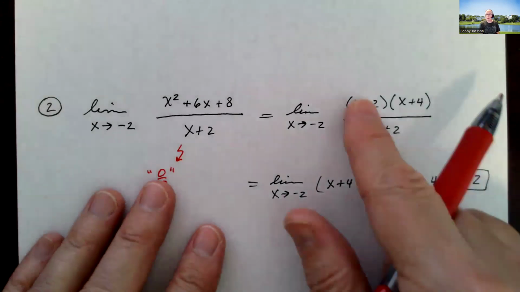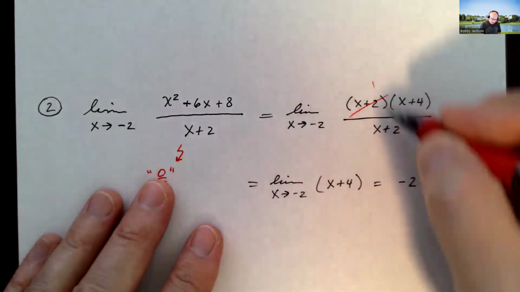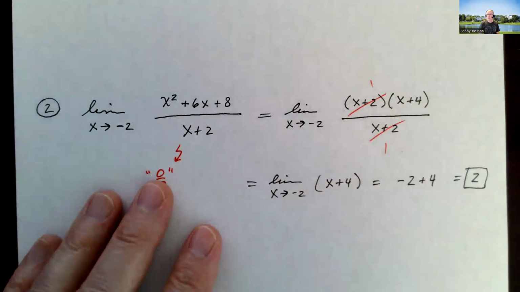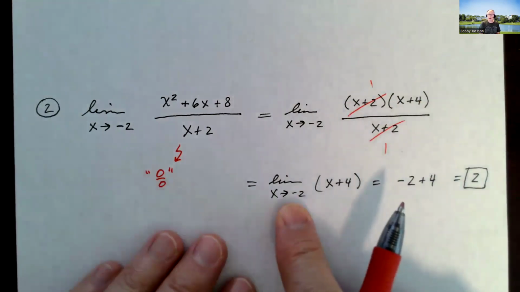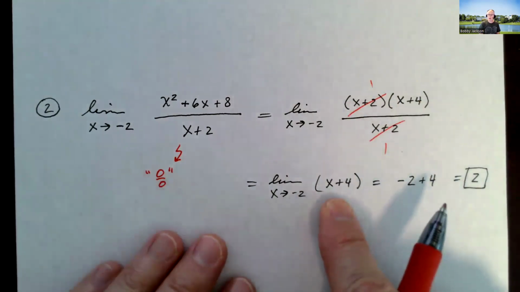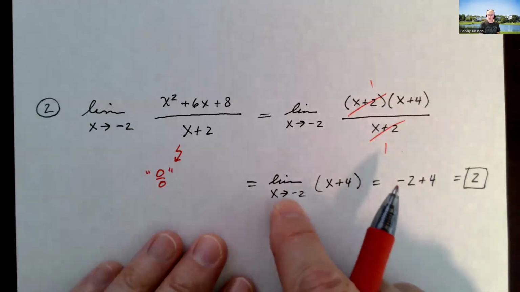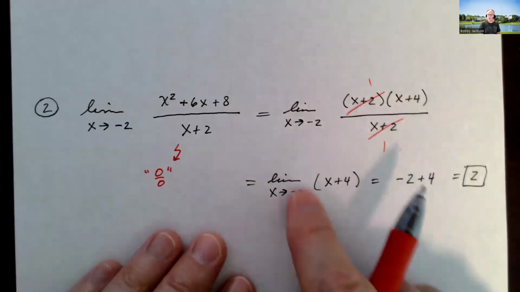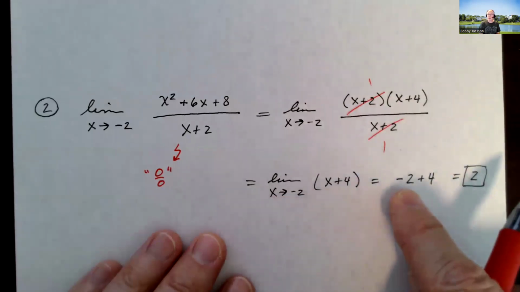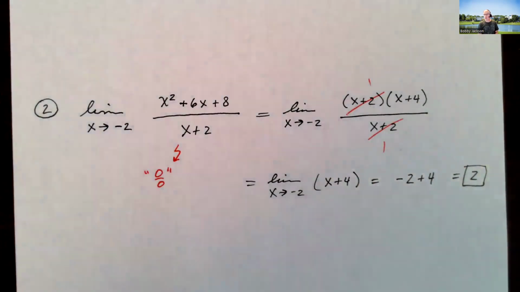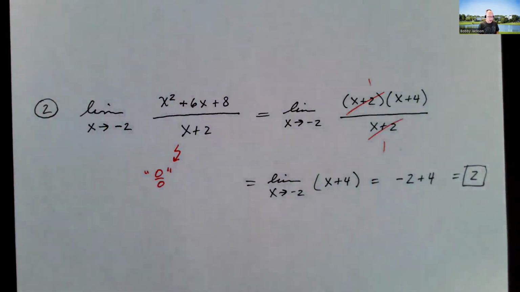Going back to this one then, with the x plus 2's, we now have a common factor. We can divide top and bottom by x plus 2. And notice I now have the limit as x approaches -2 of x plus 4. Remember, I still have the limit sign here. Notice this limit is determinate. I can now plug in. I get -2 plus 4, which of course is 2, and that's the value of the limit. You could check that numerically.